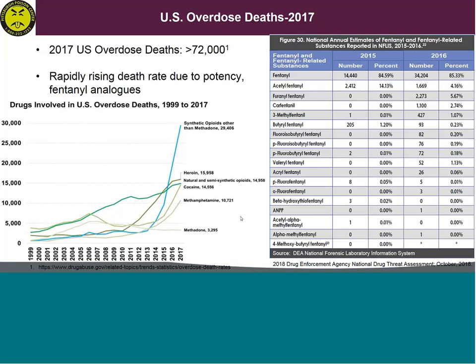I included on the right side some NFLIS data from the DEA. This was actually just released earlier this month from their National Drug Threat Assessment. The idea is not to memorize all of these, but simply to see the variety of different fentanyls that they identified. And this is through 2016, and I can tell you that in 2017, there were more additional fentanyl analogs identified.